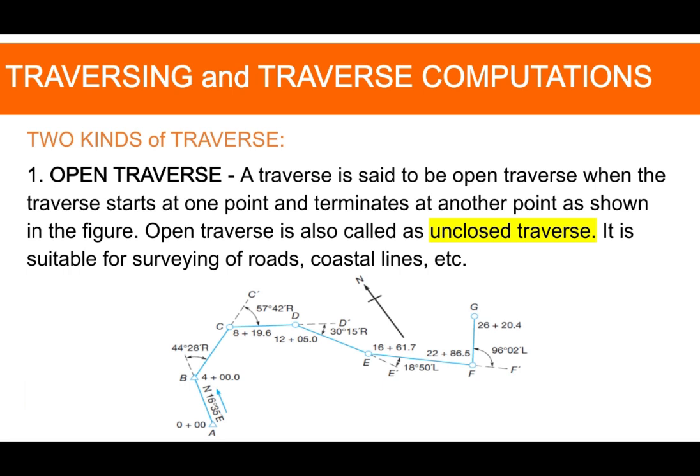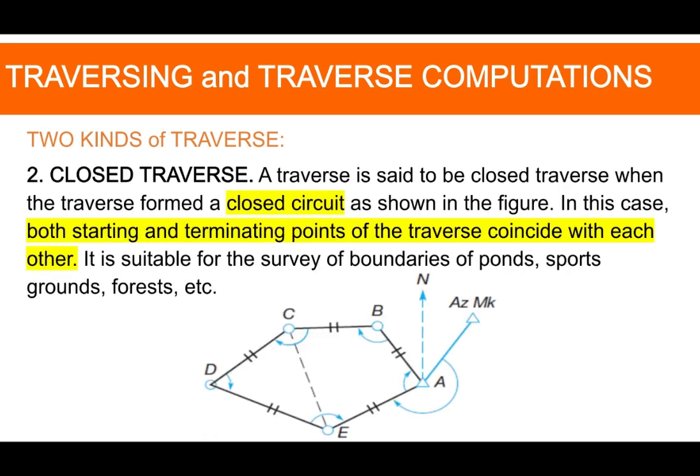There are two kinds of traverse. The first one is open traverse. It is a traverse that starts at one point and terminates at another point as shown in the figure. Here, your starting point is A, and your ending point is on another location, which is G. You can see here, wala tayong nabuong polygon, meaning it is an open traverse.